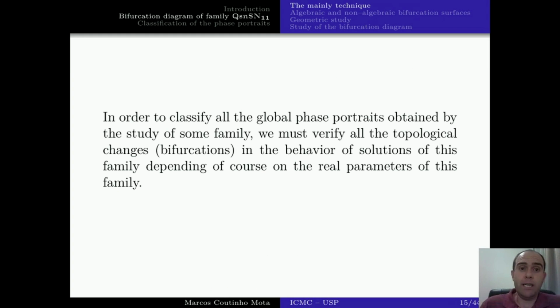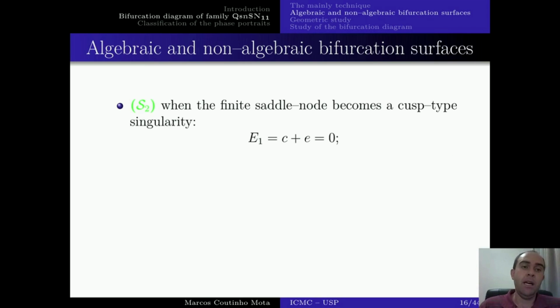We already know that in order to classify all the global phase portraits obtained by the study of some family, one must start by verifying all the topological changes, the bifurcations, in the behavior of the solutions of this family, depending of course on the real parameters of this family. In what follows, I present to you the algebraic and non-algebraic bifurcation surfaces that we consider in our study.